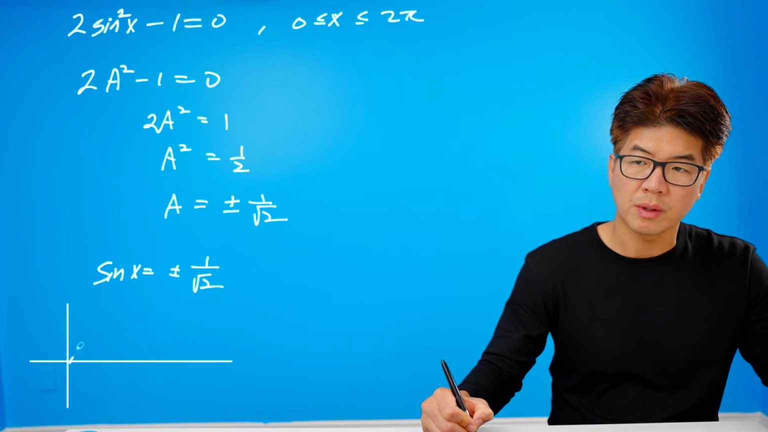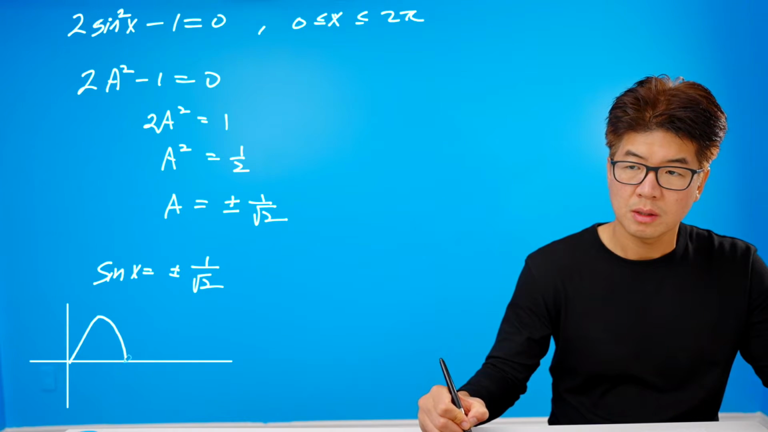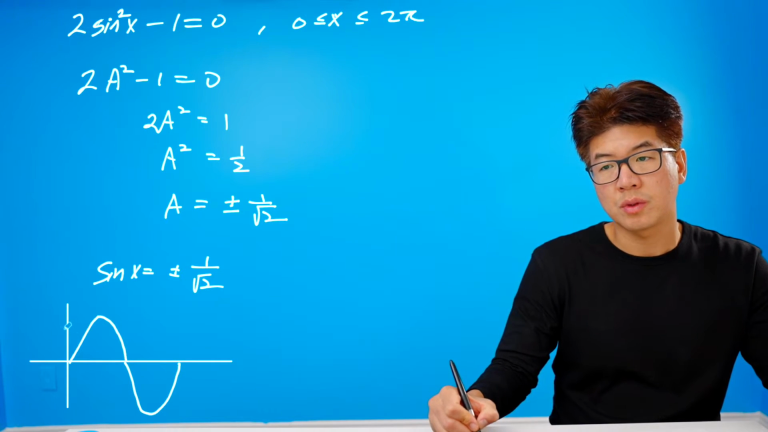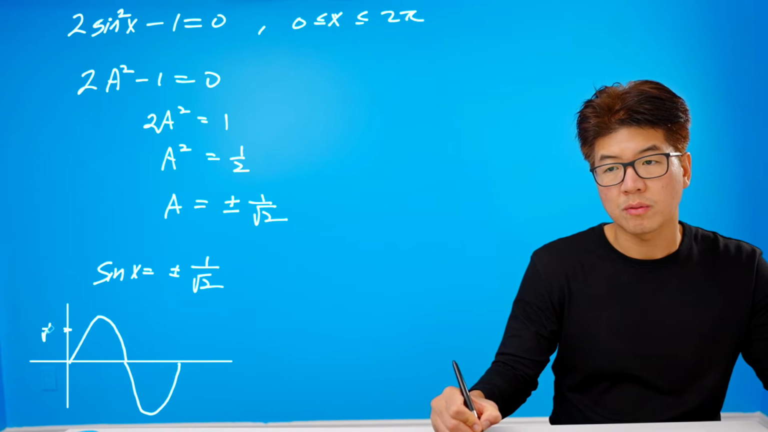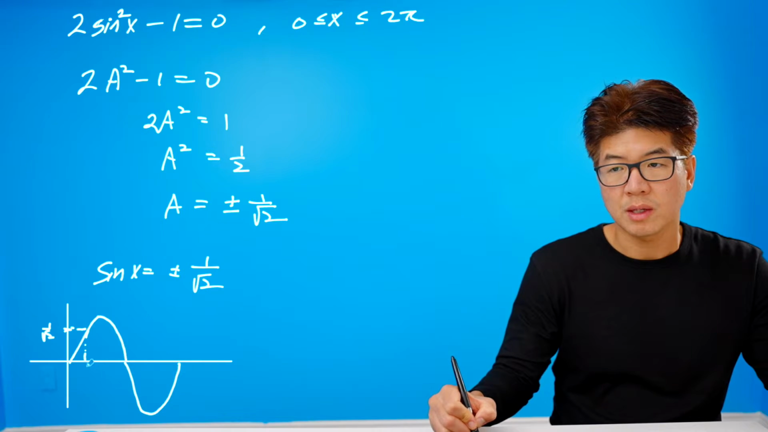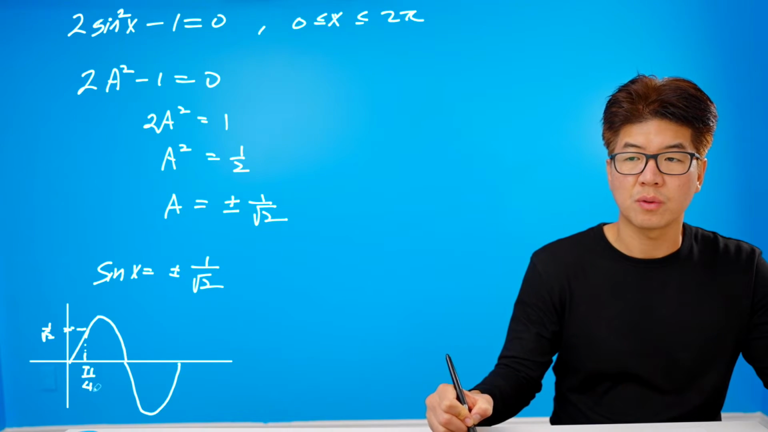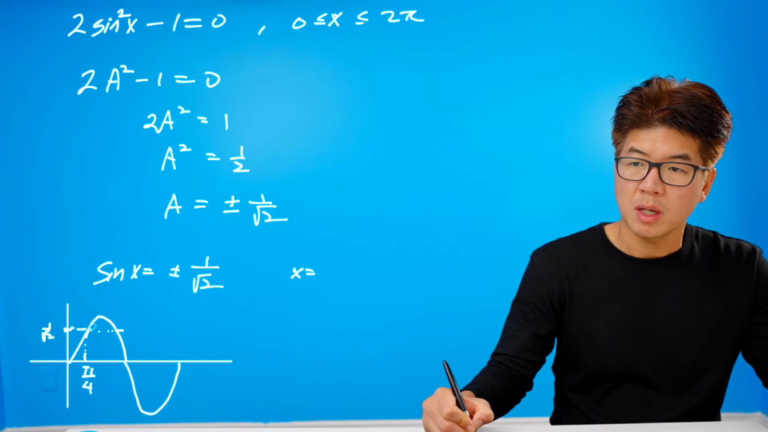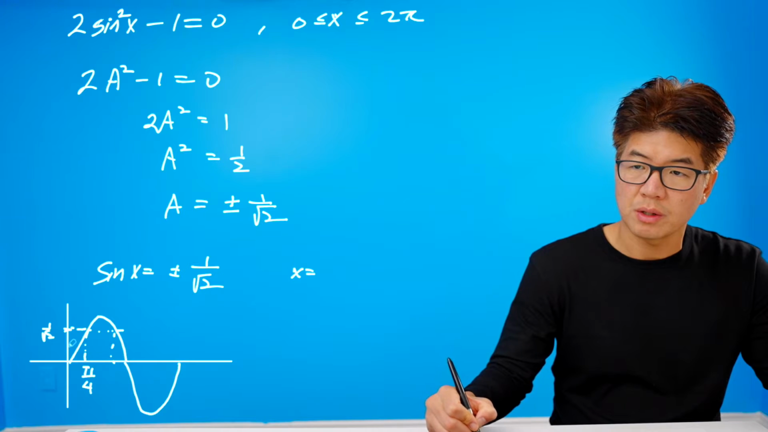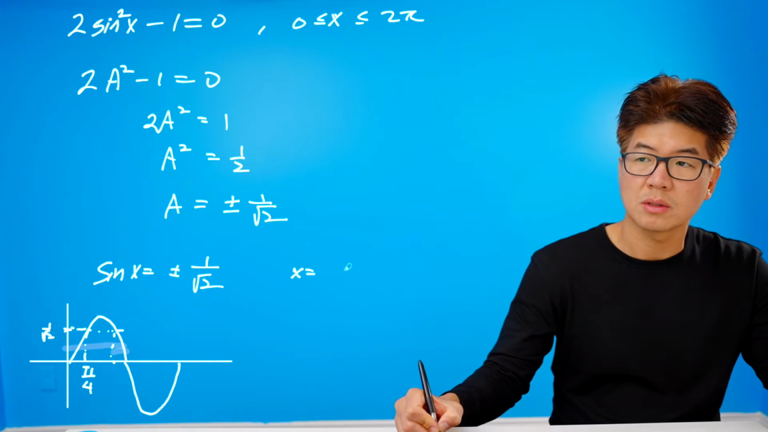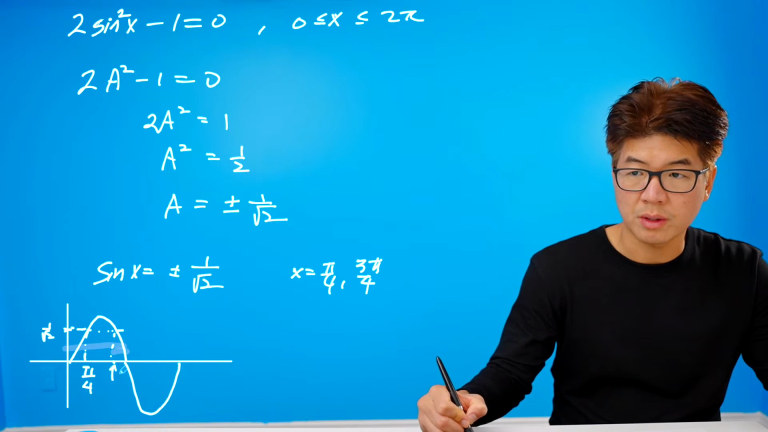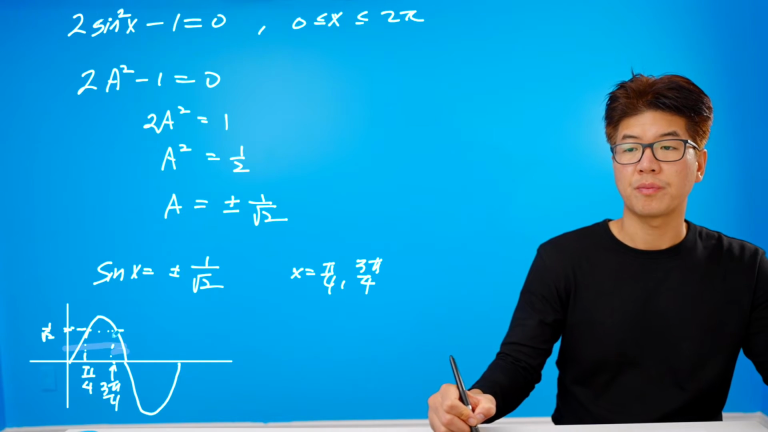Okay, so we know sine of x equals 1 over root 2. That's a special angle, right? So 1 over root 2 is maybe about there. And we know that is pi over 4. So you can see that x will be pi over 4, and it'll make this one here pi minus pi over 4, and that's 3 pi over 4. So that location right there is 3 pi over 4.